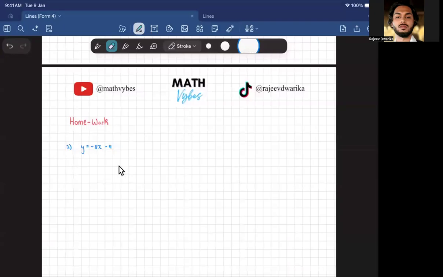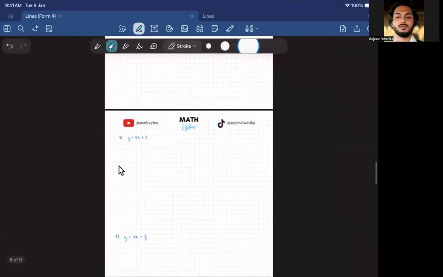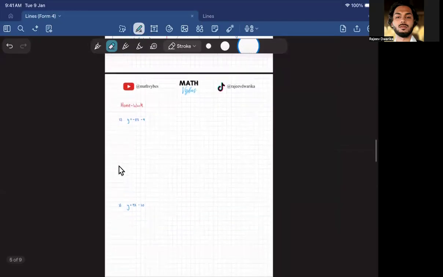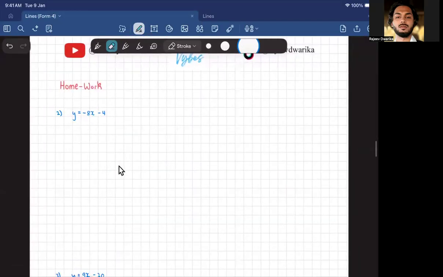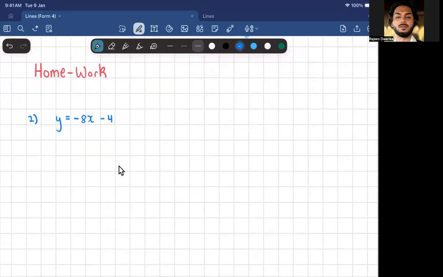Right. So Ria, the homework was to sketch the graphs for questions 1 through 10. That was your homework. You had to sketch the graphs. So Ria, if you want to sketch a graph of a line, what's the least amount of points you need to draw a line? Two points. And the two points we decided to pick were the x-intercept and the y-intercept.